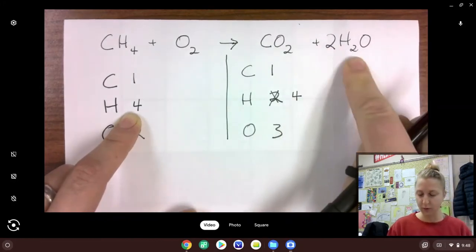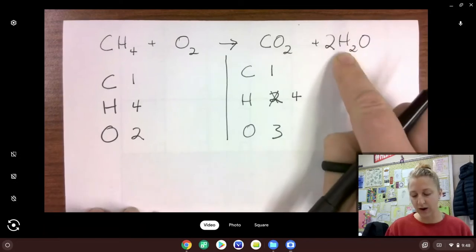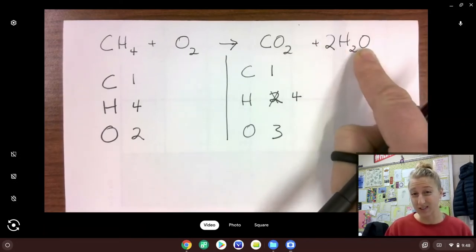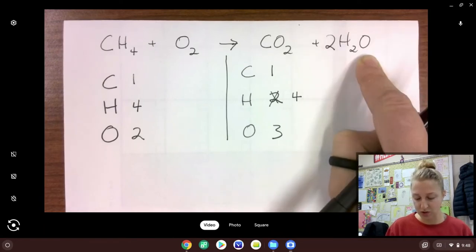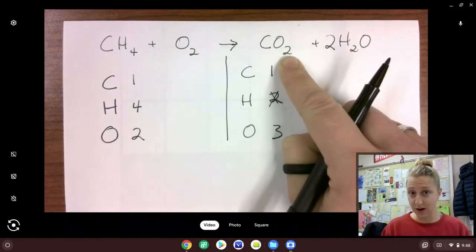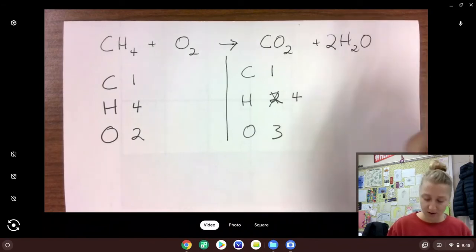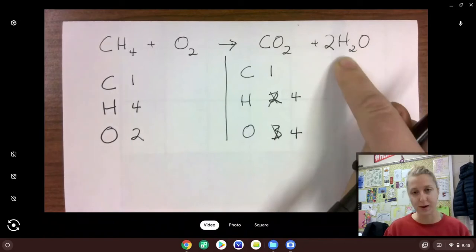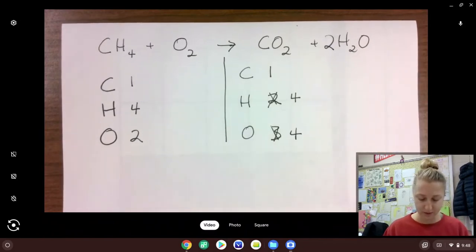Okay, so I've got 4 hydrogens. But again, since this is a molecule where I've got hydrogen and oxygen involved, I actually changed my number of oxygen as well. So now I've also got 2 oxygens here instead of the 1 I had before. Don't forget about these 2 oxygens. So now I've got 2 oxygens here plus another 2 oxygens here for a total of 4 oxygens. And I didn't change my carbons by adding that 2 there. All right, so I've got my updated list.